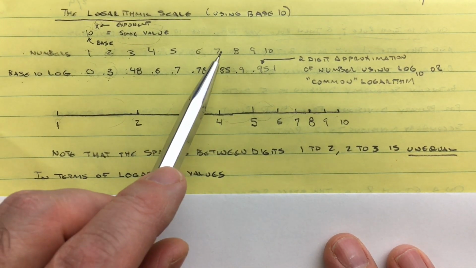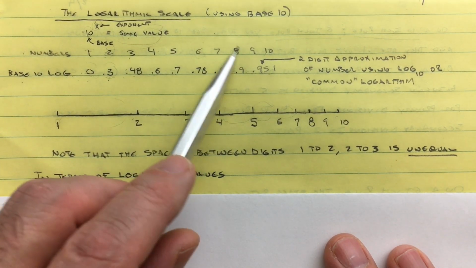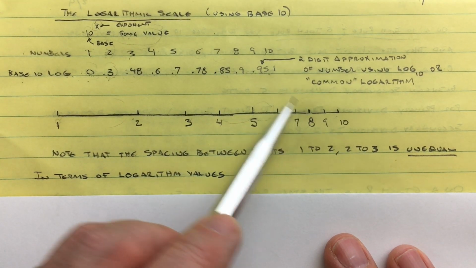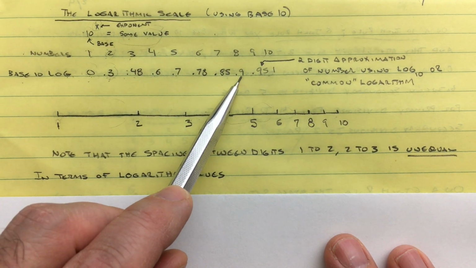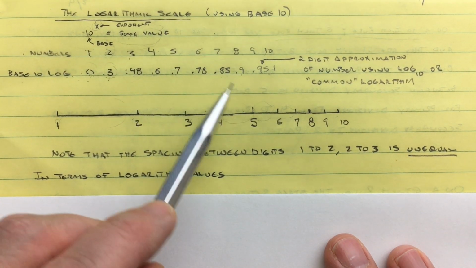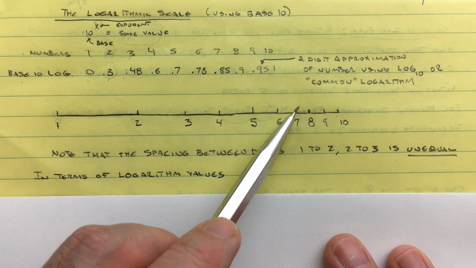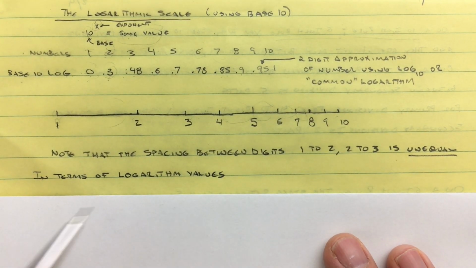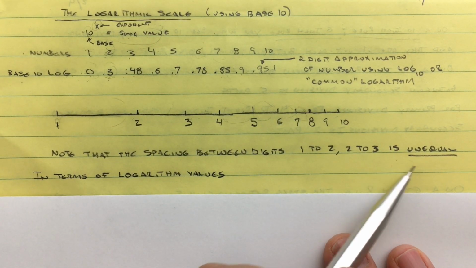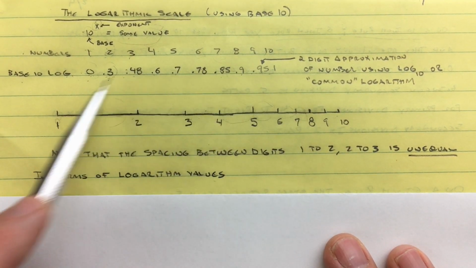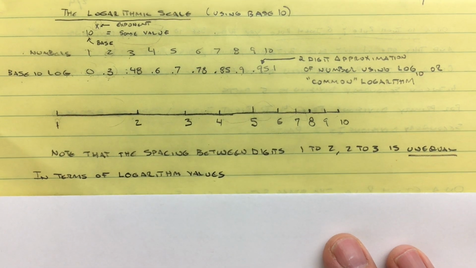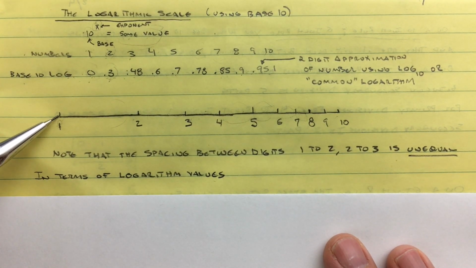But if I look further down the number scale, 7 and 8, notice that all of a sudden I have 0.9 and 0.85, or about 0.05 units. So that's where I come up with the assertion that it's unequal in terms of values, and it's logarithmically spaced out. Now, what you're seeing here is what you would see projected or shown on a C scale or a D scale.